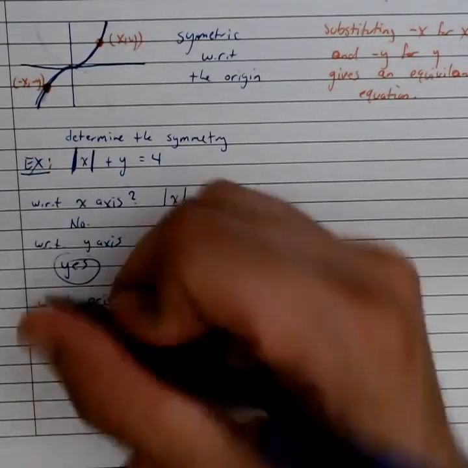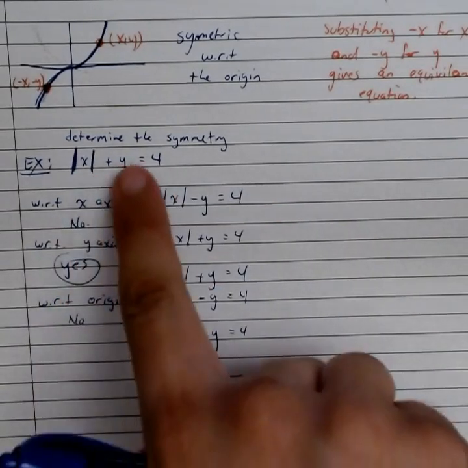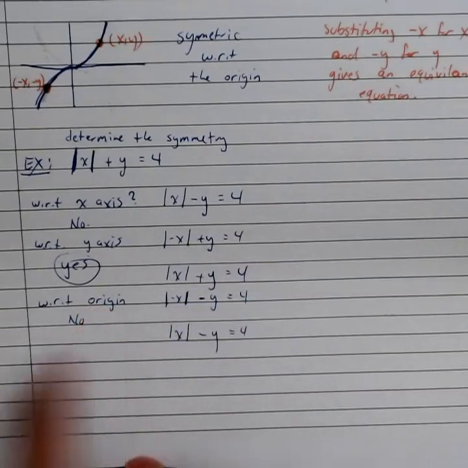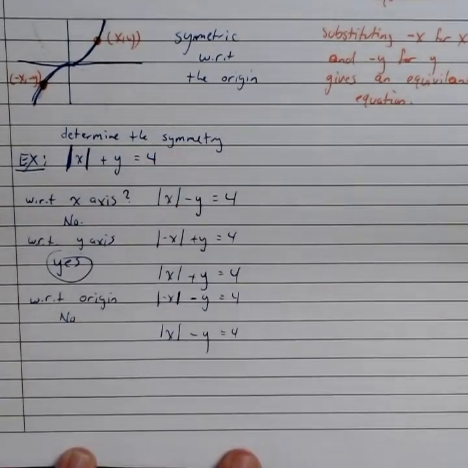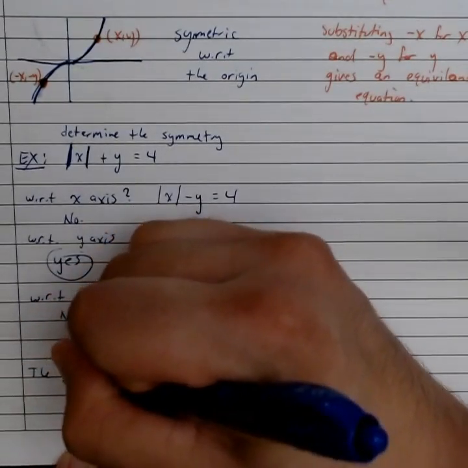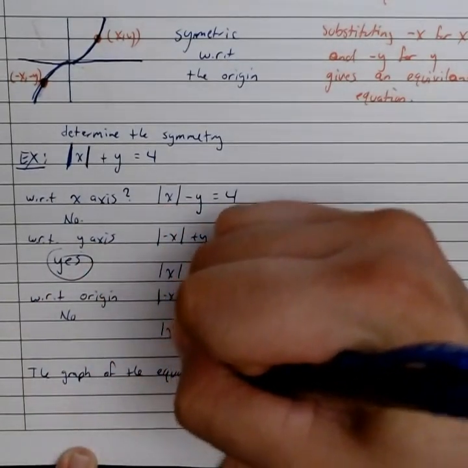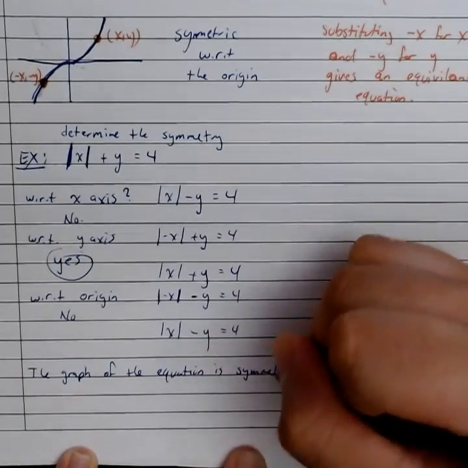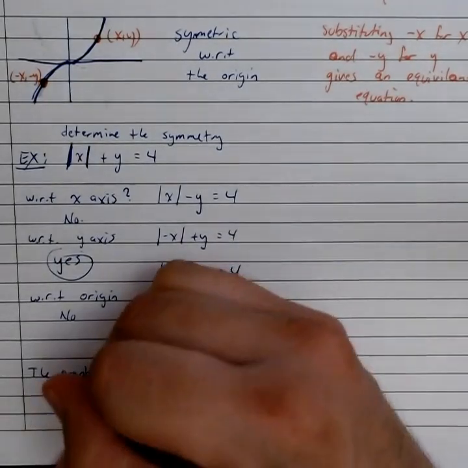So here, replacing both x with minus x and y with minus y does make a difference. I don't get an equivalent equation. So here, no, you don't have symmetry with respect to the origin. So here, the question is determine the symmetry. The answer is the graph of the equation is symmetric with respect to the y-axis only.